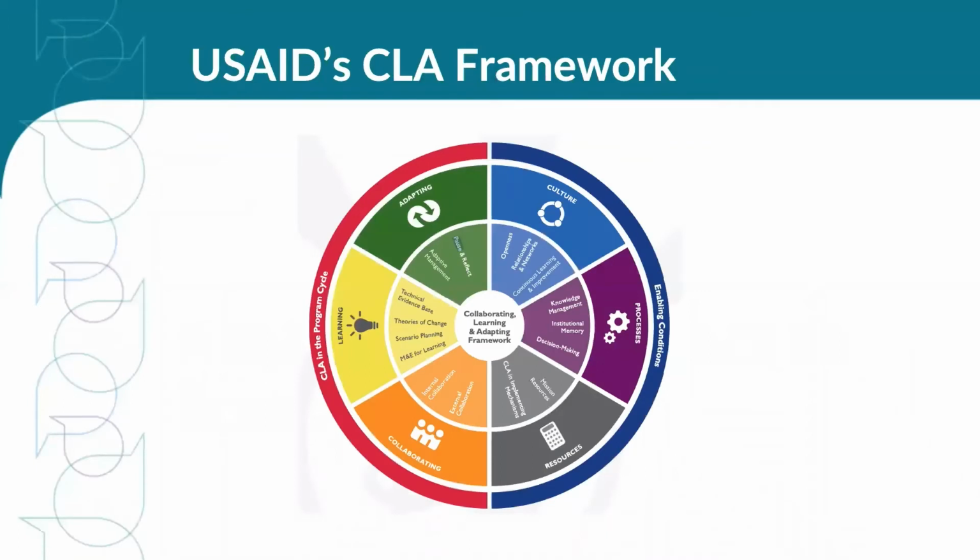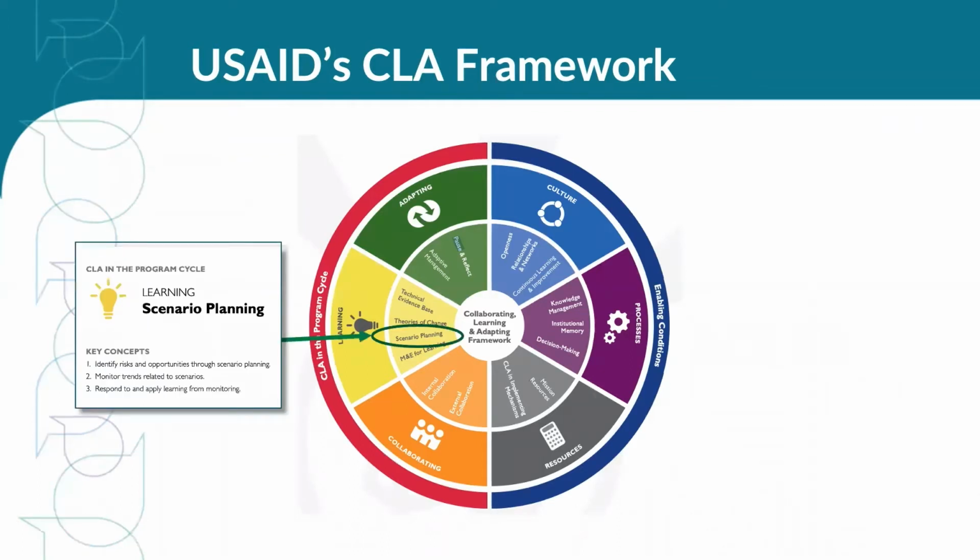In the international development sector, the United States Agency for International Development, USAID, has been a thought leader in using adaptive management and helping others apply its approaches in their work. This graphic depicts USAID's Collaborating, Learning, and Adapting, or CLA, framework. CLA is how USAID implements adaptive management. Scenario planning, circled on the left, is a key component of the learning portion of the CLA framework.